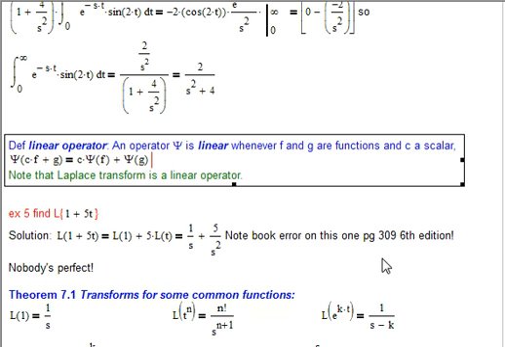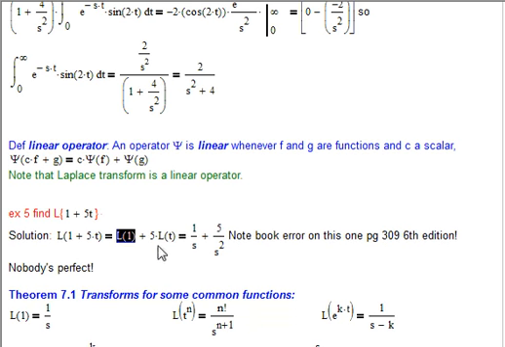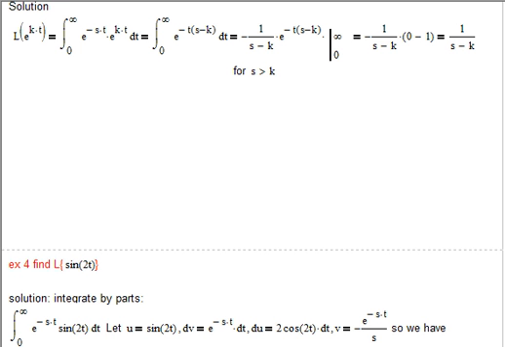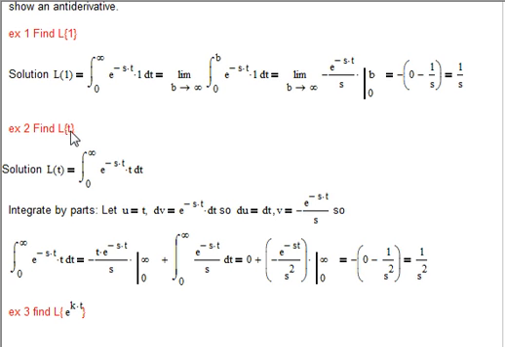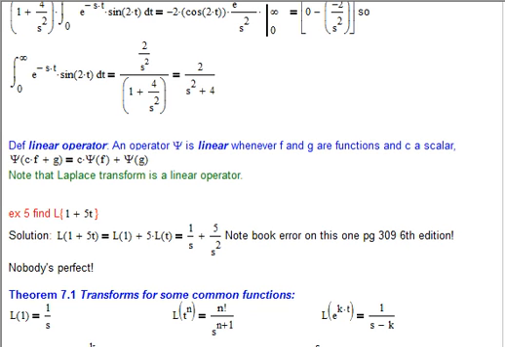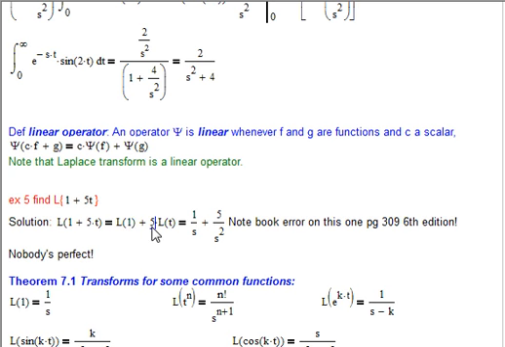Yes, and you get why that's so cool, because if I want to find the Laplace transform of 1 plus 5t, I can say, well, that's the Laplace transform of 1 plus 5 times the Laplace transform of t. And we already worked those problems. Here we found the Laplace transform of t. Here we found the Laplace transform of 1. So the Laplace transform of 1 plus 5t is the Laplace transform of 1 plus 5 times the Laplace transform of t. So 1 over s plus 5 times 1 over s squared.